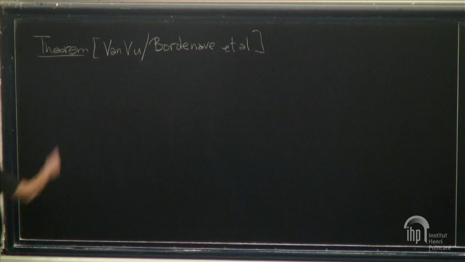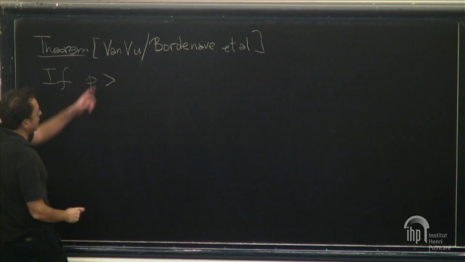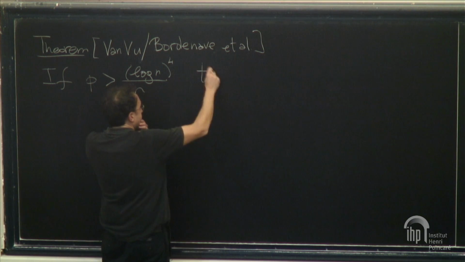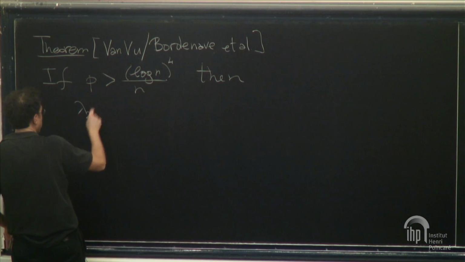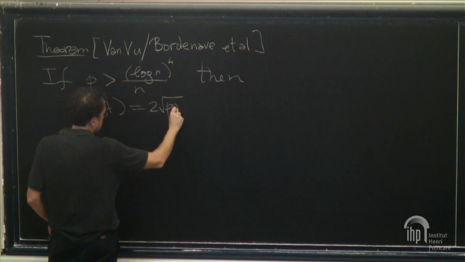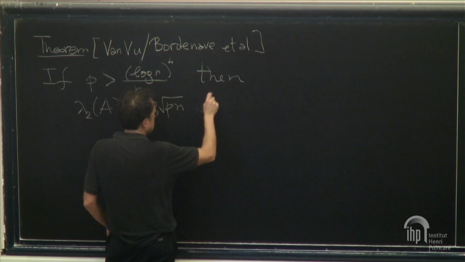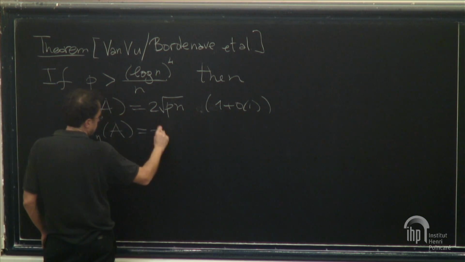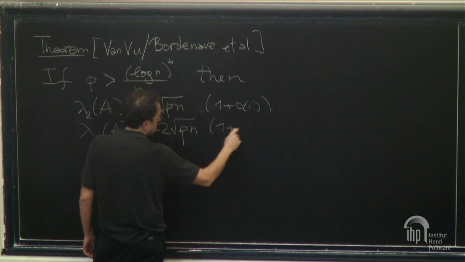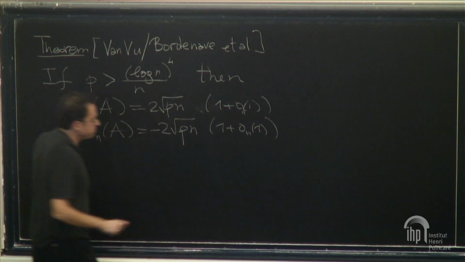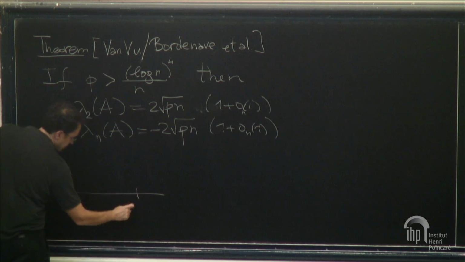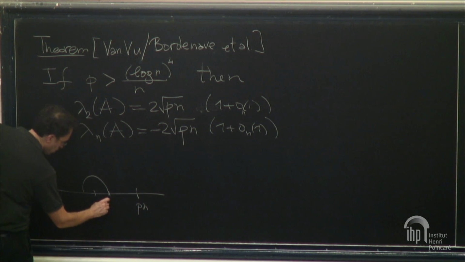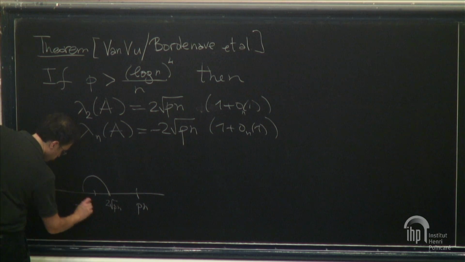But what they prove is that if p is bigger than something, so I'll refer to the result of Füredi and Komlós because it's the one that I remember, so one has a log n factor. Then the following happens. Lambda 2 of A is 2 square root of pn times 1 plus small o of 1. And lambda n of A is minus 2 square root of pn times 1 plus small o of 1. So the spectrum is like this. There is the eigenvalue at pn again, and then all the other eigenvalues are between 2 square root of pn and minus 2 square root of pn. Okay?